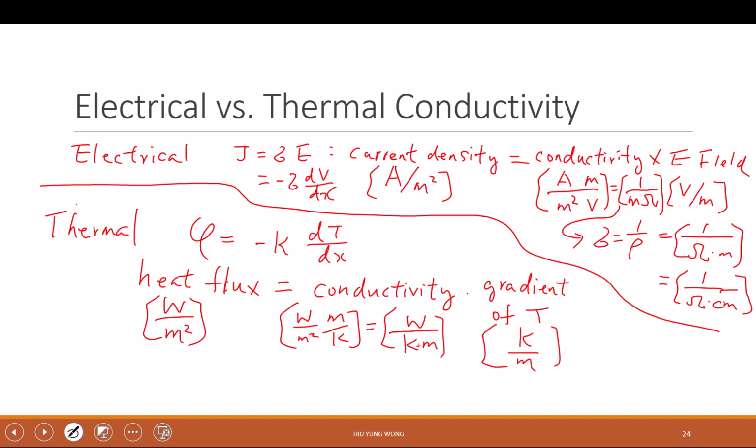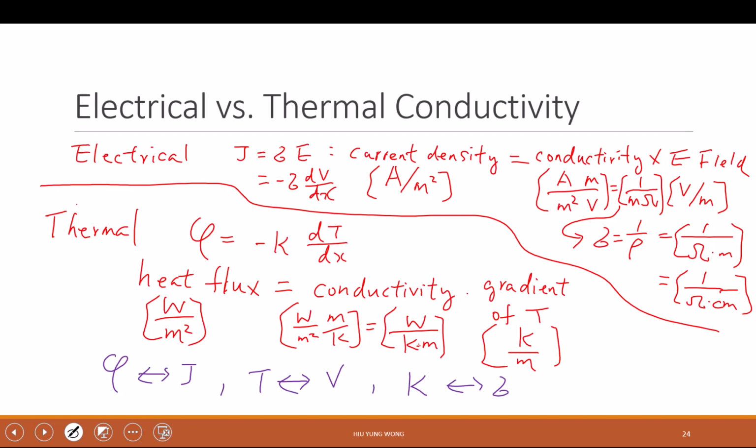So maybe you cannot memorize it right away, but my message is this. The heat flux is just like the current density. Current density says how much current goes through an area. Heat flux is how much heat is generated per second going through an area. The temperature is just like the voltage, okay? And the thermal conductivity is just like the electrical conductivity.